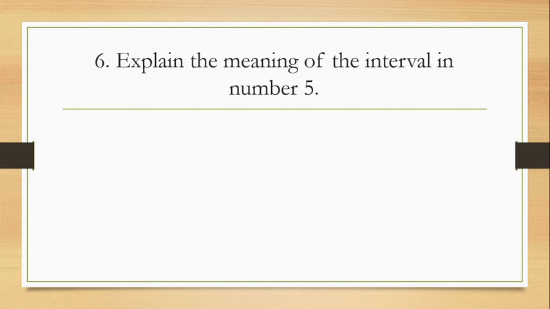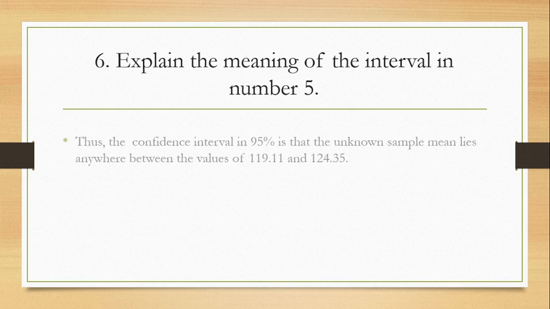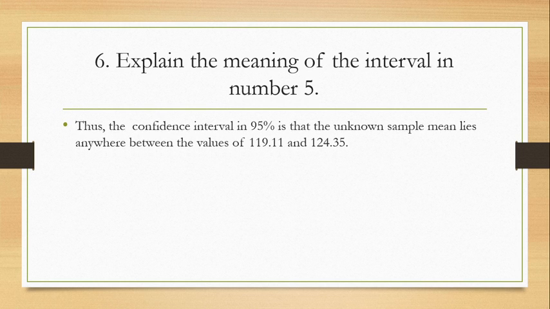Explain the meaning of the interval in number 5. Thus, the confidence interval at 95% means that the unknown population mean lies anywhere between the values of 119.11 and 124.35.